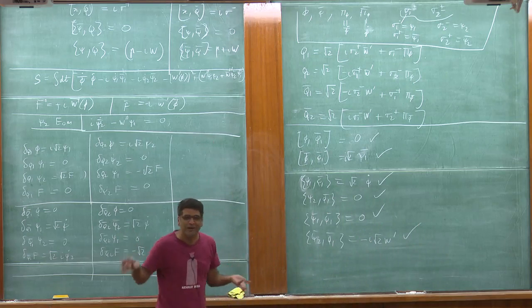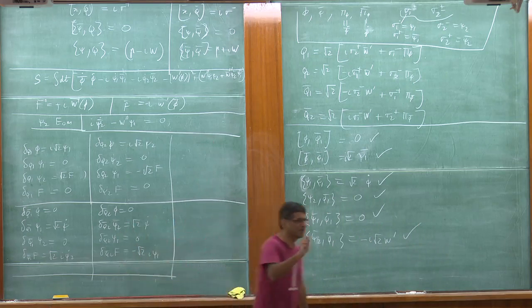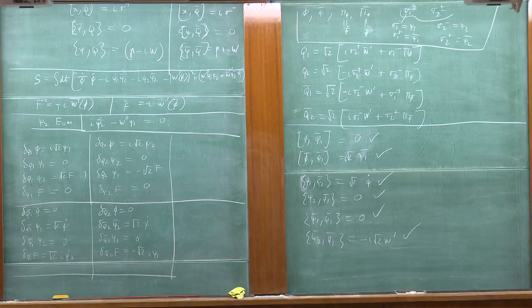You can check any one you want. They'll all work, I'm pretty sure. I at least roughly checked everything. So these are our supersymmetry transformations for this complex problem.